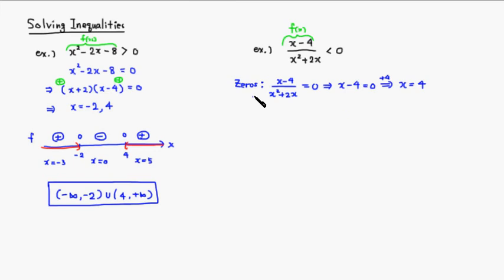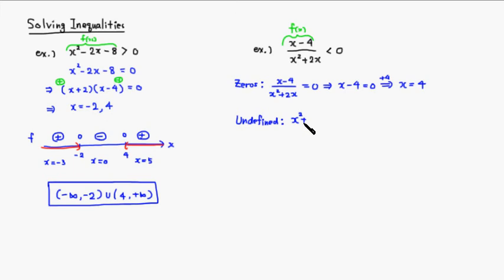Then we look for places where this function is undefined as well, because if the function is undefined, then that value cannot be a solution, right? So in order to find where the rational function is undefined, we look for places where the denominator equals 0. So we set the denominator equal to 0.